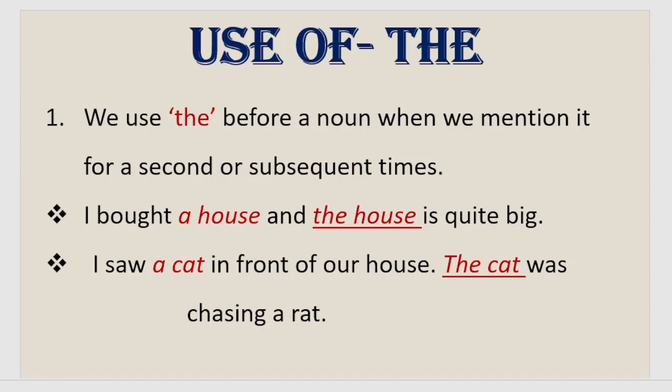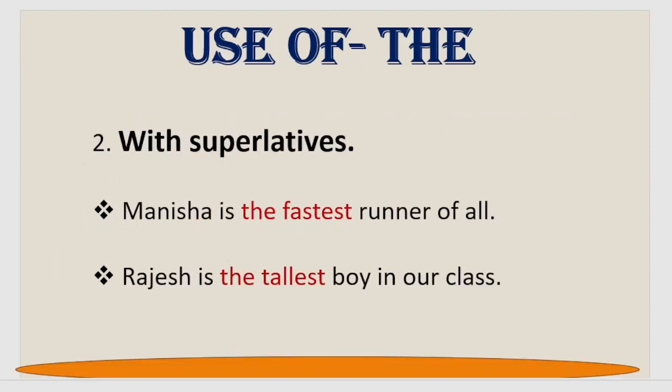Okay. Next, the second rule, we use the definite article "the" with superlative degrees. Manisha is the fastest runner of all. The fastest: fast, faster, fastest. Fastest is the superlative degree and we have used "the" before it.